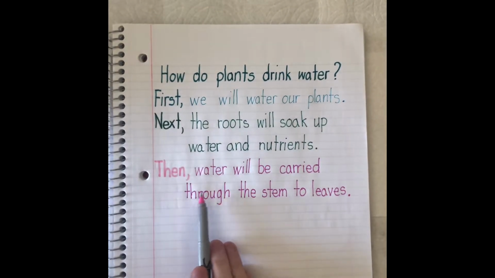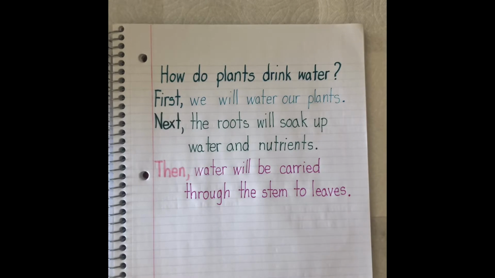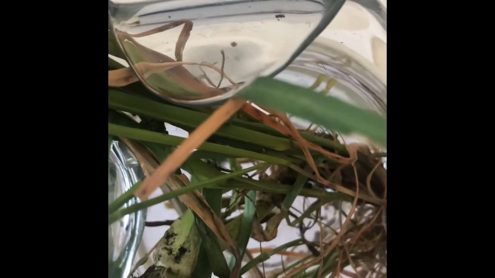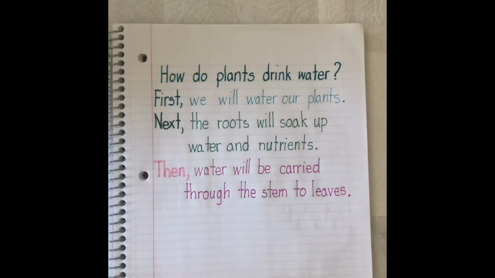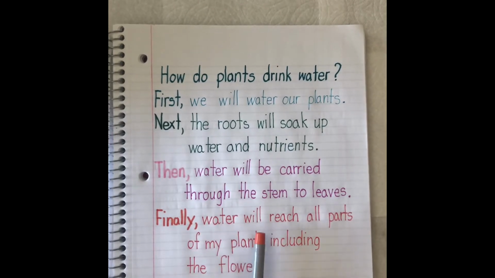Then water will be carried through the stem to leaves. Okay, so the roots are in the water. The water is traveling up the stem to the leaves. Well, I'll keep trying imagining that. Finally, water will reach all parts of my plant, including the flower.